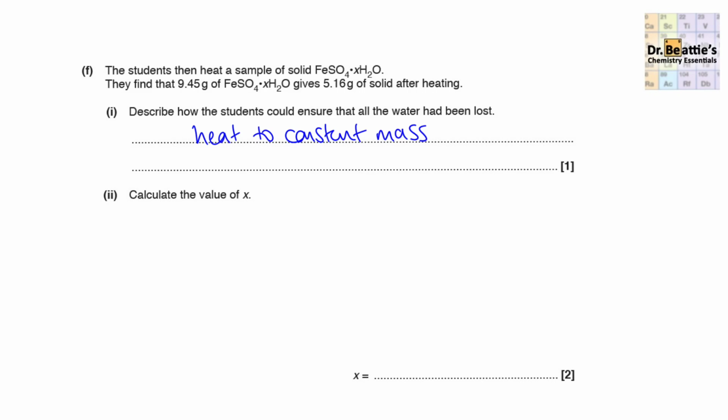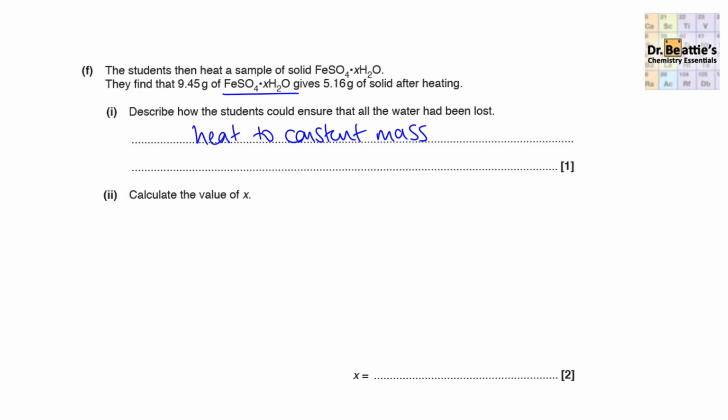Remember from earlier, that is where you keep heating your actual sample, and as long as the mass doesn't change, you know you've removed all the water. Because obviously if there was still water there as you're heating it, that mass should still decrease as it's removed. Now, this is where we look at the calculation. We're being asked to calculate the value of x in this sample here of our iron sulfate.